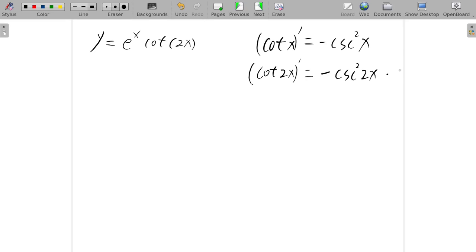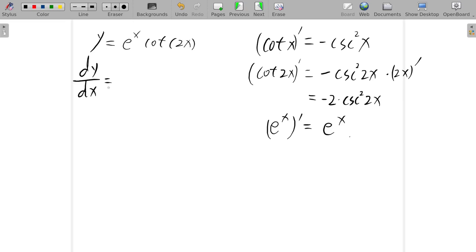The derivative of cotangent 2x, we use the chain rule, equals negative cosecant 2x squared times the derivative of 2x. So it equals negative 2 times cosecant 2x squared. The derivative of e to the x equals e to the x. Now we find the change in y with respect to x. We use the product rule that equals e to the x times cotangent 2x plus e to the x times the derivative of cotangent 2x.